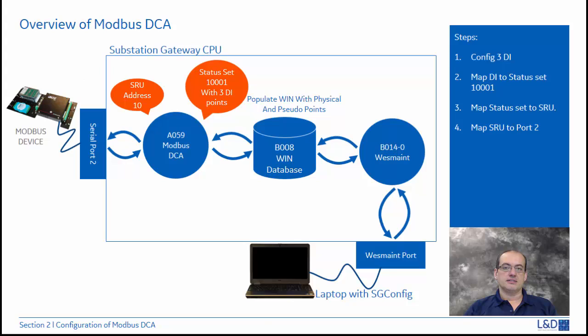Okay, and now the RTU, or the Modbus DCA, will be polling this device. We'll put a polling of 10,000, or 10 seconds, basically to pull the information into the Win database. So the final step will be to configure the Win database and add your pseudo points that are required by the applications. Okay, so let's get to the step-by-step in sgconfig.